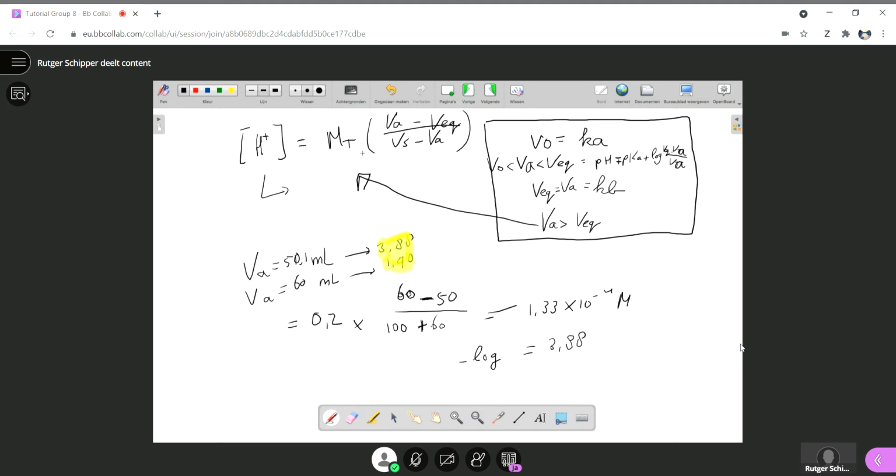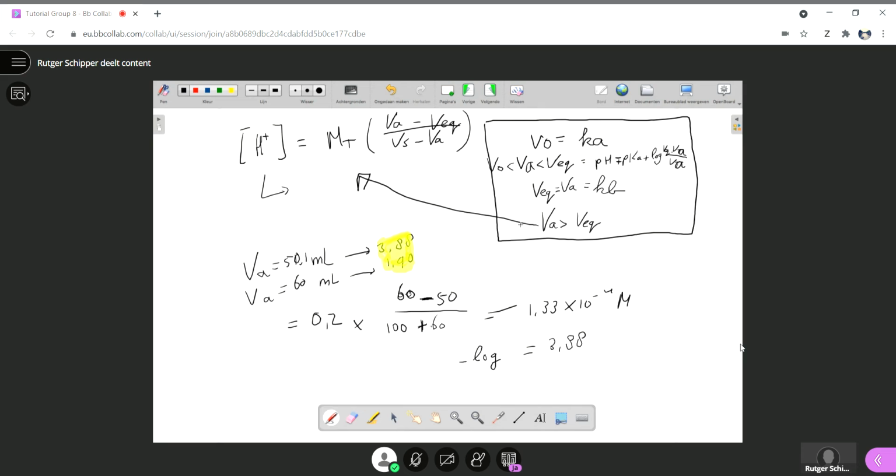So you can repeat this formula for every single part after the equivalence point has been reached. But the formula stays the same. The volume added just will change.